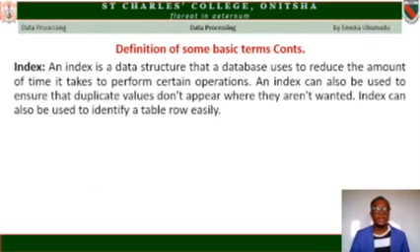Now move over to index. An index is a data structure that a database uses to reduce the amount of time it takes to perform certain operations. An index can also be used to ensure that duplicate values don't appear where they aren't wanted. An index can also be used to identify a table row easily. The same way an index is used in a textbook, it is also used in a computer to identify information easily.